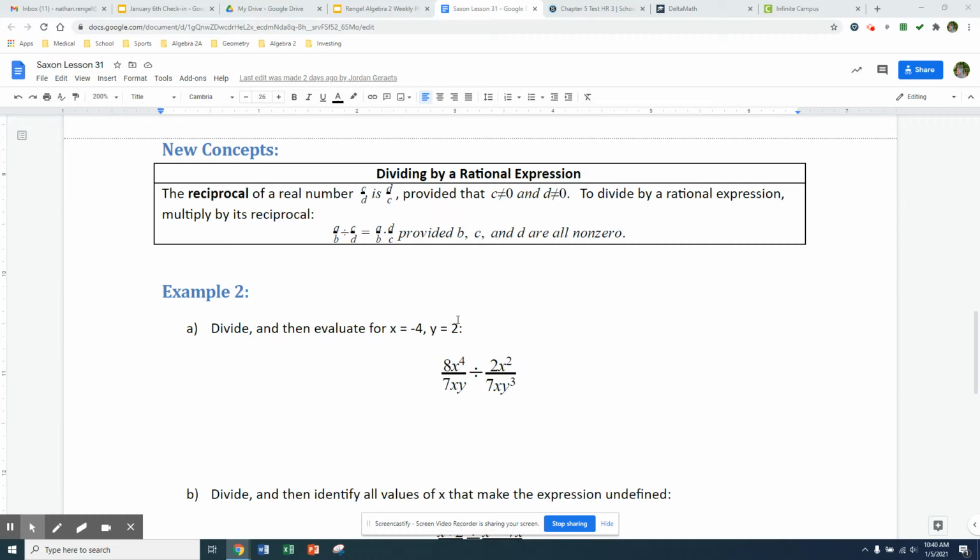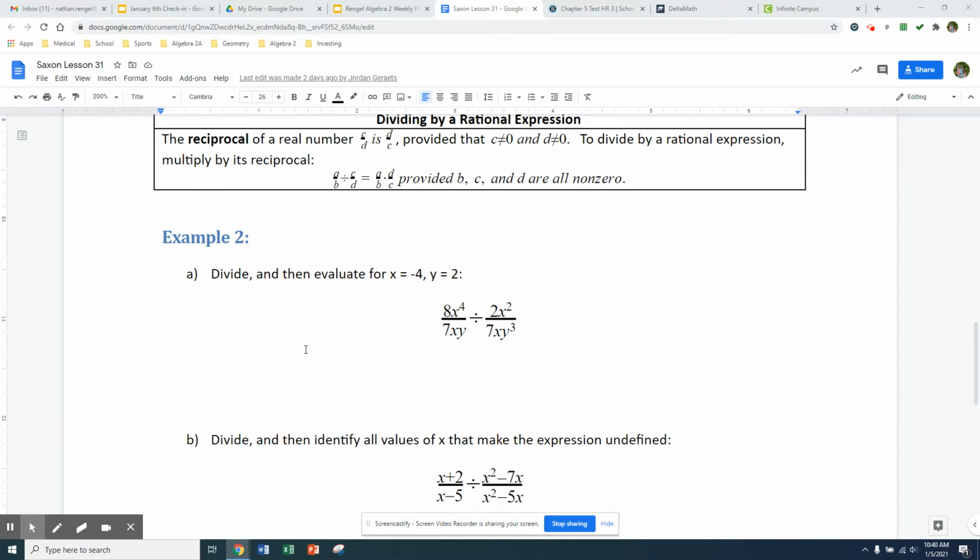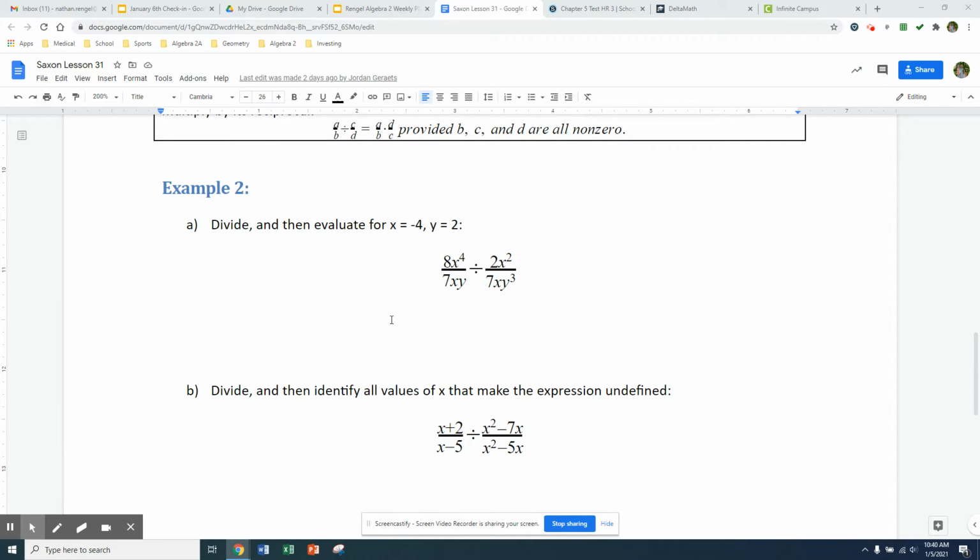We're practicing multiplying and dividing with rational expressions. Today we are going to look at dividing rational expressions. And in our warm-up yesterday, we looked at how we divide fractions. We'll review that when we do problem A. So in problem A, we are going to divide and then evaluate for x is -4 and y is 2.